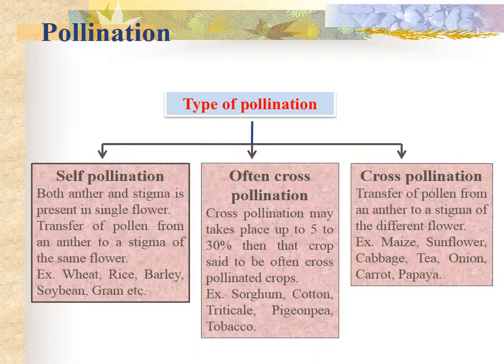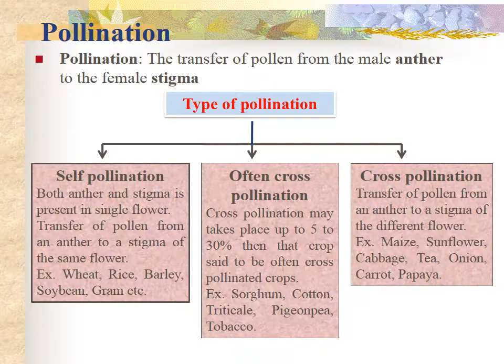Often cross-pollinated plants: when cross-pollination takes place from 5 to 30%, the crop is said to be often cross-pollinated. Examples: sorghum, cotton, triticale, pigeon pea, tobacco. The third kind is cross-pollination, in which pollen is transferred from an anther to the stigma of a different flower. Examples: maize, sunflower, cabbage, tea, onion, carrot, papaya. Pollination is nothing but the transfer of pollen from male anthers to female stigma.